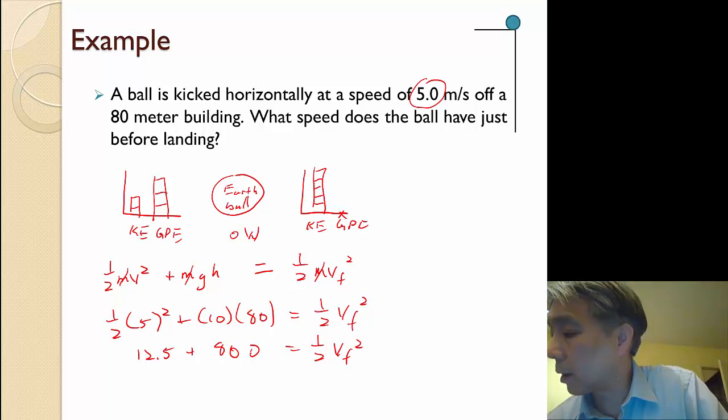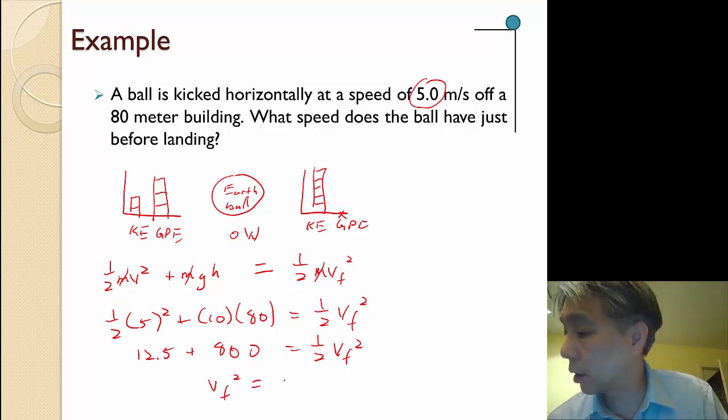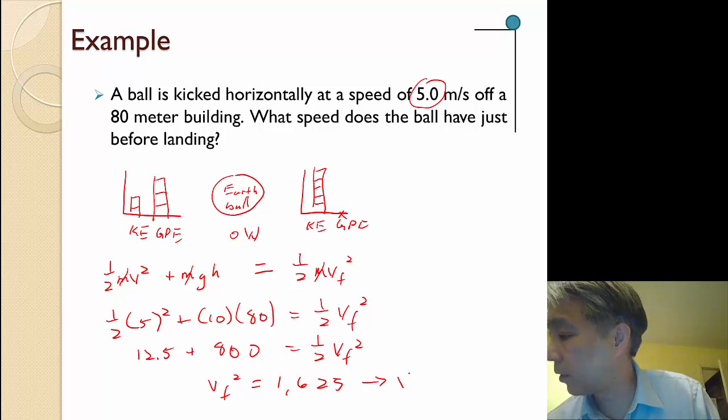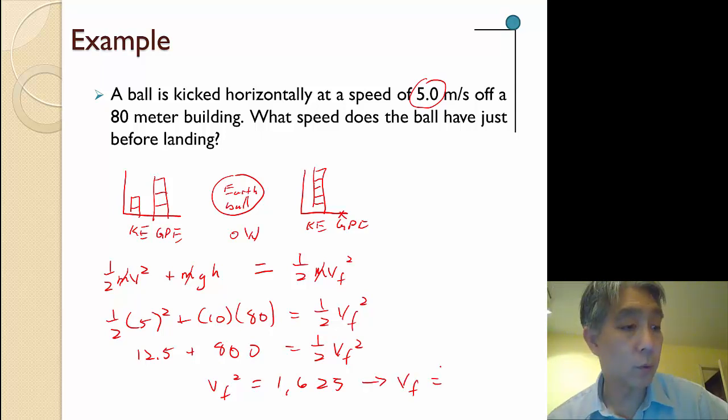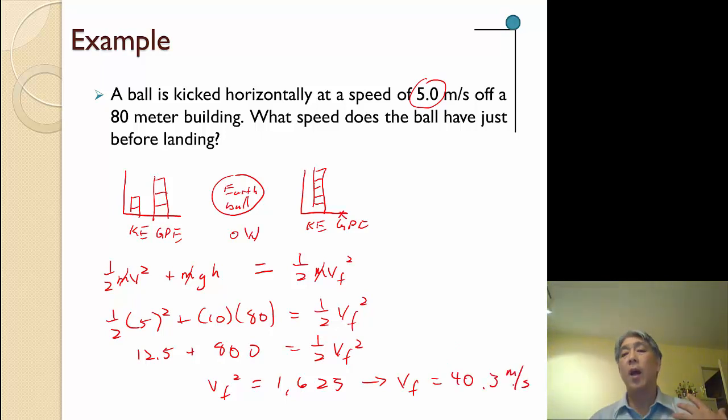And so V final squared is going to equal 1,625, and V final is equal to 40.3 meters per second. Okay, I don't know exactly what components are.